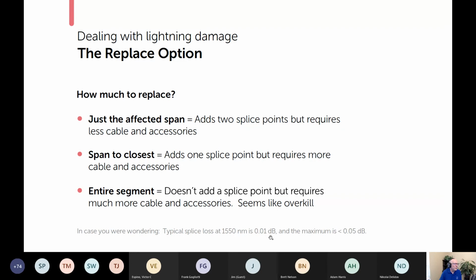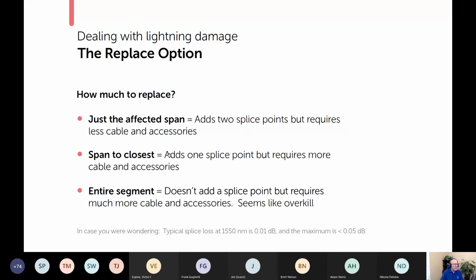And that would be a reasonable way of giving some latitude for reality in the field. But the main point I'm trying to make here is this is not overwhelmingly going to adversely affect the optical performance of the system. It's okay. You could do span to closest splice enclosure, right?